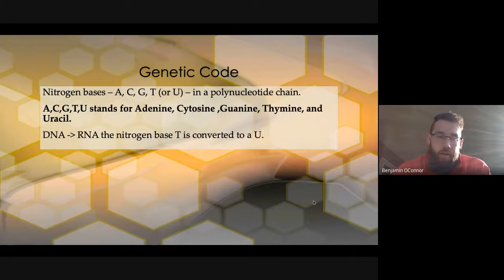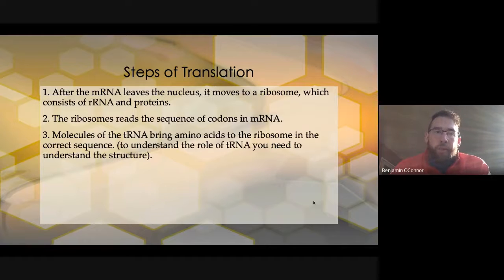And this is just a refresher. Adenine, thymine, cytosine, and guanine exist in DNA. And then once you go to RNA, that thymine is replaced with uracil.